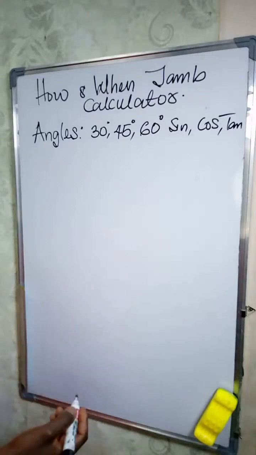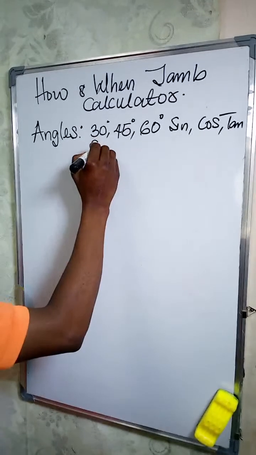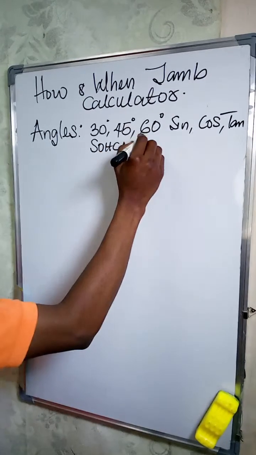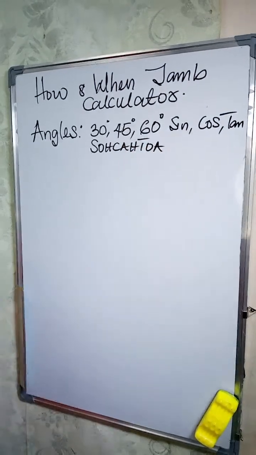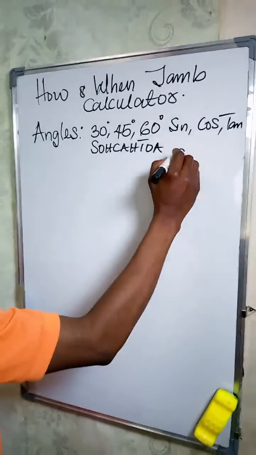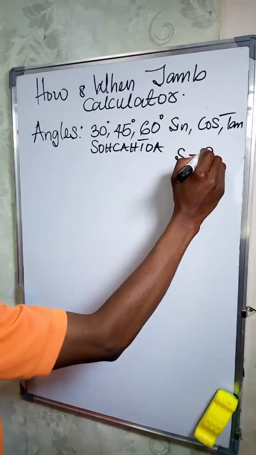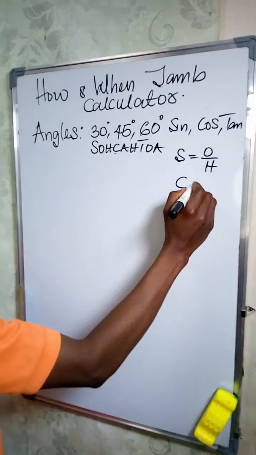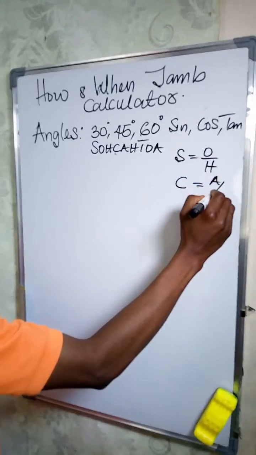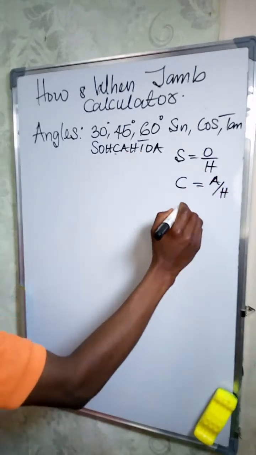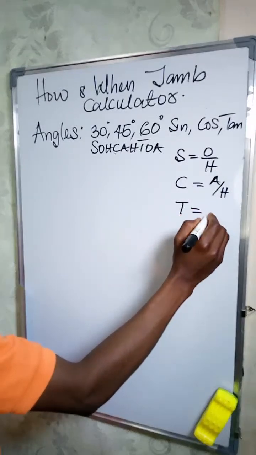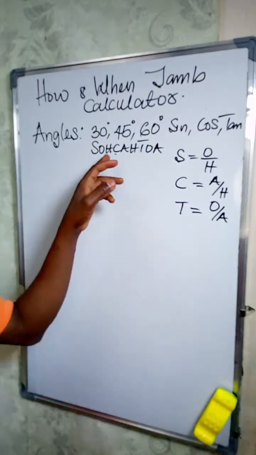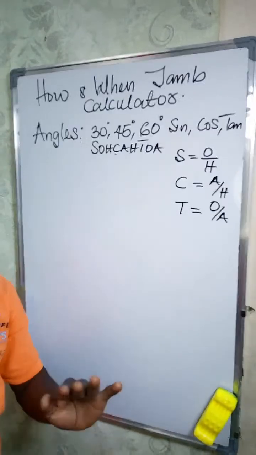Remember, when we were in secondary school, they told us the simple logic you will use is SOHCAHTOA. Now what does SOHCAHTOA mean? This one is sine. Sine means opposite over hypotenuse. Cos means adjacent over hypotenuse, and tan means opposite over adjacent. If you can get this into your head, you have solved half of your problem.